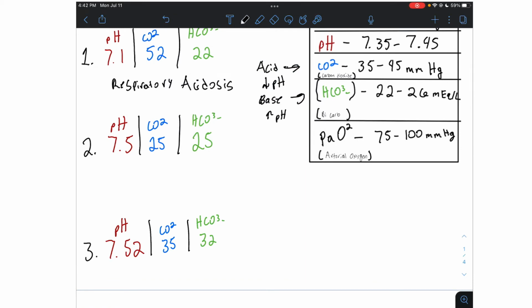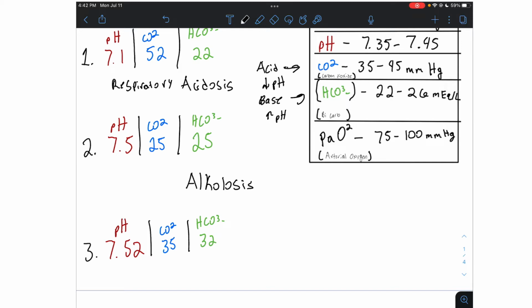So, first thing we look at, the pH. What does it tell us? The pH will tell you the story. So, 7.5, that's above the normal range, right? So we already know before we look at any numbers, we're in some sort of alkalotic state. Now we just got to figure out why we're there.